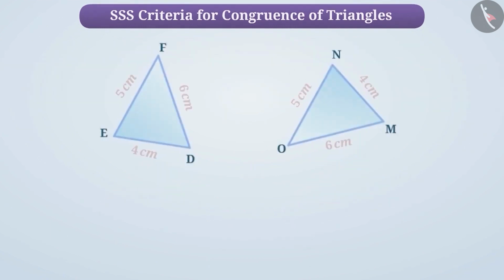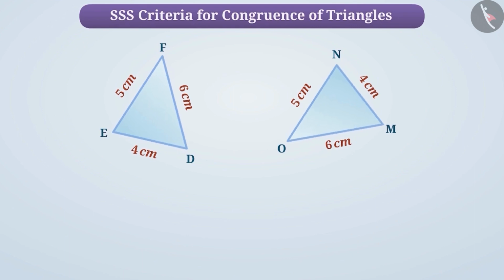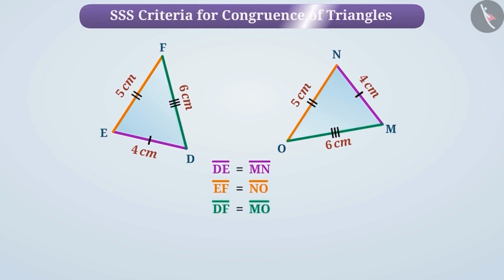Now, there are two triangles, triangle DEF and triangle MNO shown here. Can you now find out whether the given pair of triangles are congruent? Pause the video and find out. Let me tell you. We can see that in triangle DEF and triangle MNO, DE is equal to MN, EF is equal to NO, and DF is equal to MO. That is, their corresponding sides are equal. So, by SSS congruence rule, triangle DEF and triangle MNO are congruent triangles.